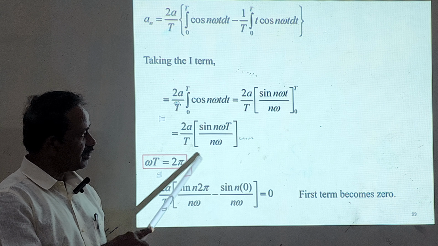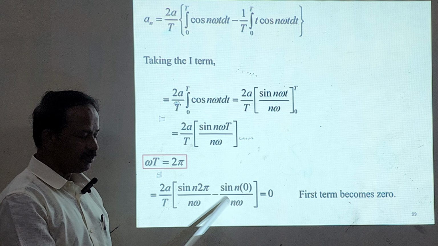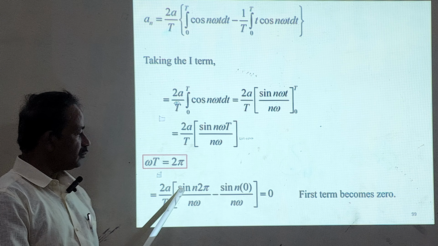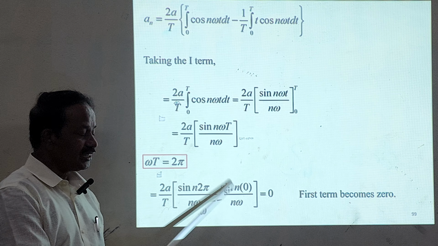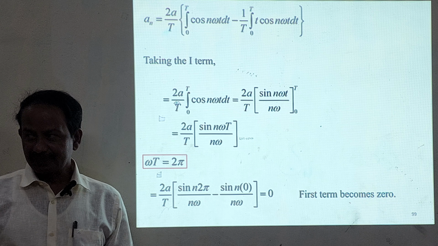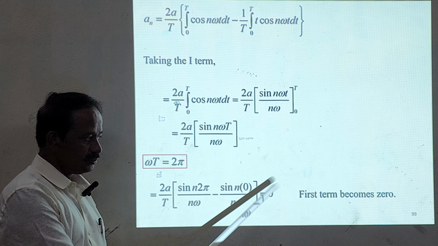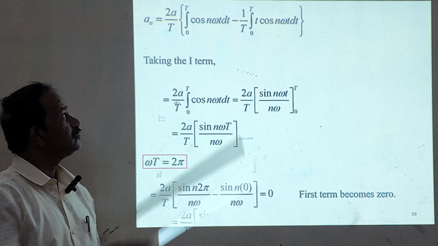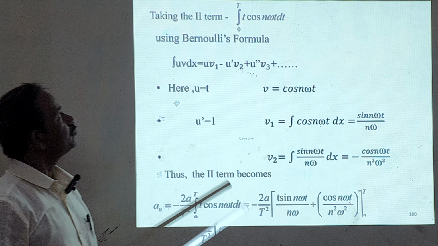You need to substitute the upper limit first, then the lower limit. So we have sin n 0 divided by n omega. What about sin n 2 pi? Sin n 2 pi becomes 0. Sin 0 is also 0. Sin pi is 0. Sin 2 pi is also 0. So this becomes 0 and this is also 0. So the first term becomes 0. Now we will go for the second term.